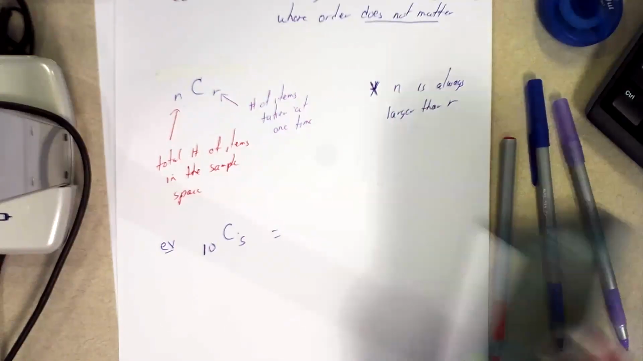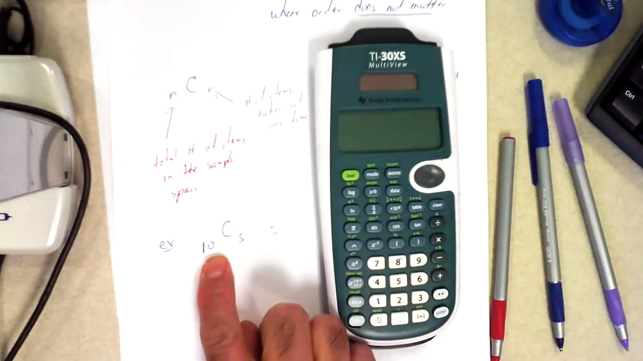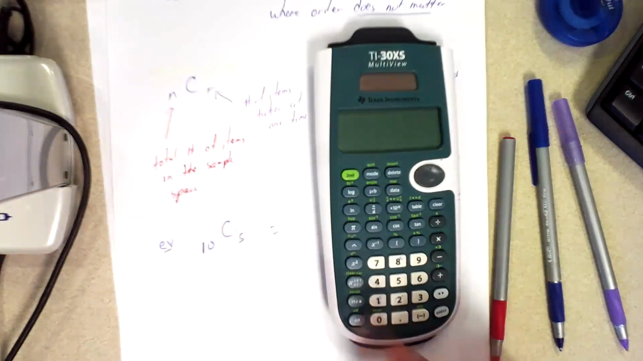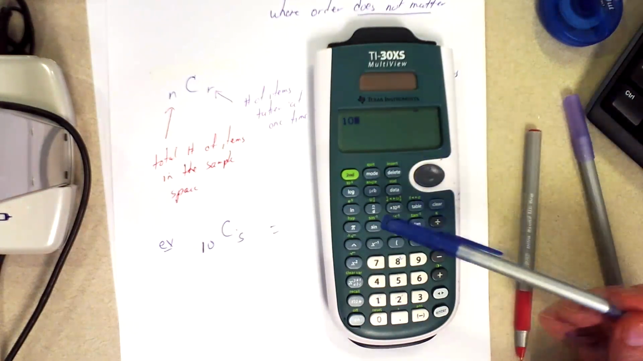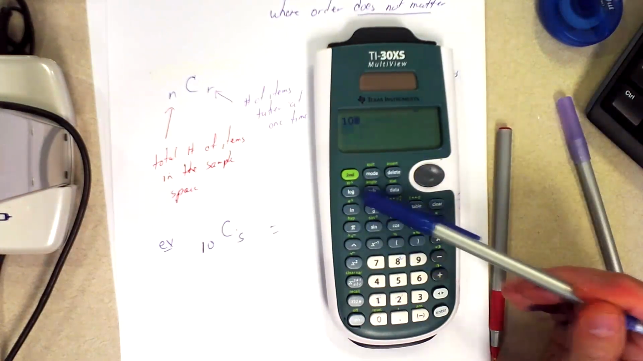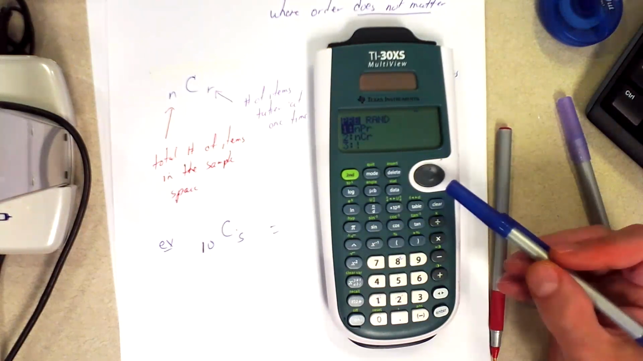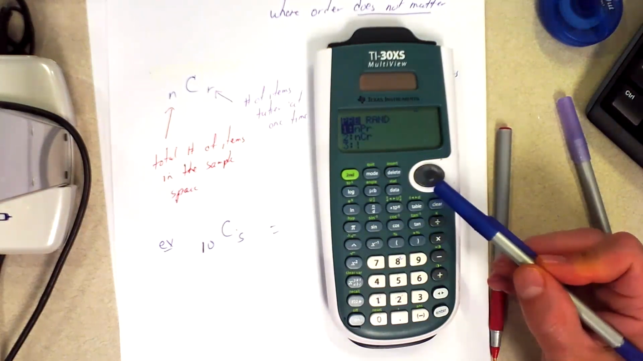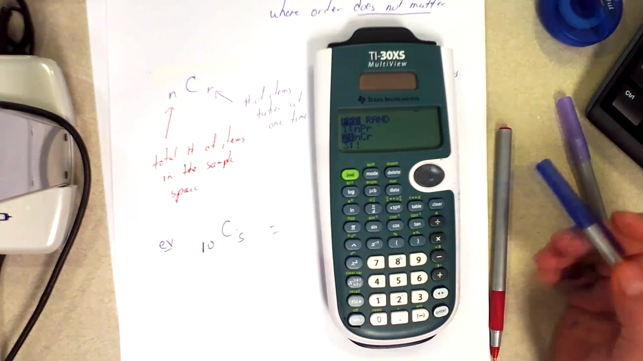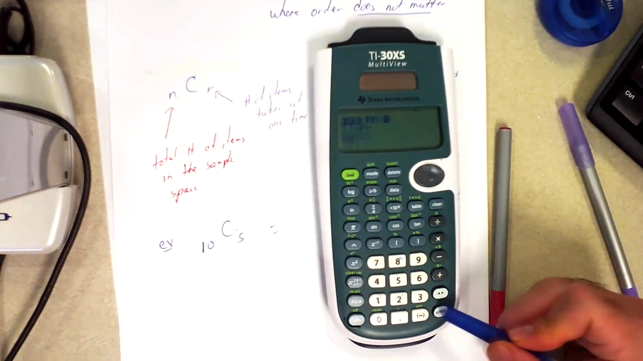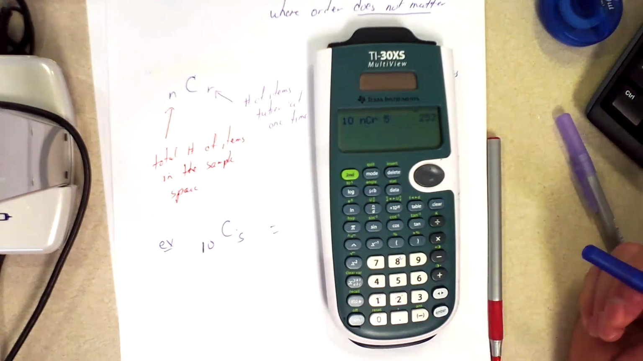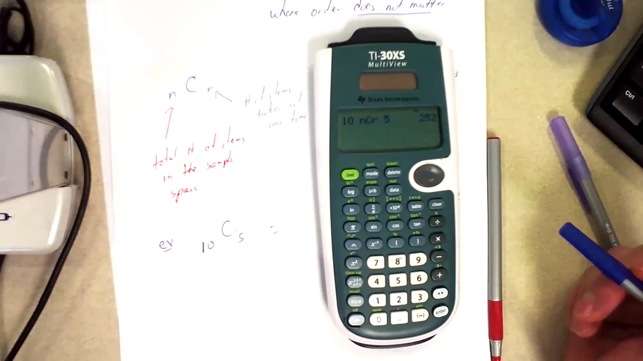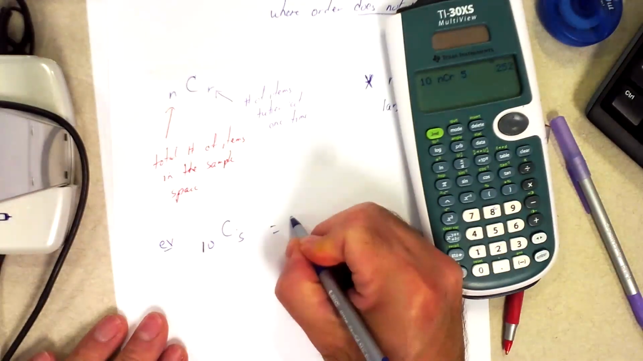Right, so on my calculator, I'm going to type in the left number, 10 first. Then you hit your PRB. You want to scroll down to nCr now, not nPr, but nCr. Enter, and then you put the right number, 5. So you should have gotten 252.